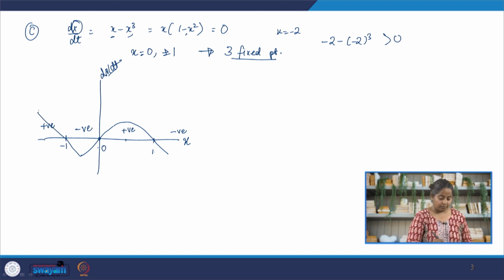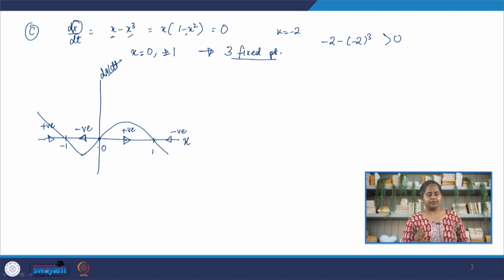Now, excuse me, this should be smooth. So I'll redraw this part. So now we know how our graph looks like, and this part is smooth, just to keep that in your mind. It's a continuous function. Now let's draw the arrows. Negative means dx by dt is negative, which means it's flowing towards left side. Positive, flow towards right side, towards plus infinity.